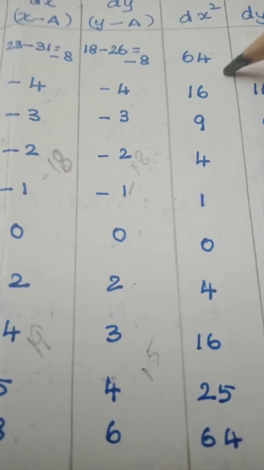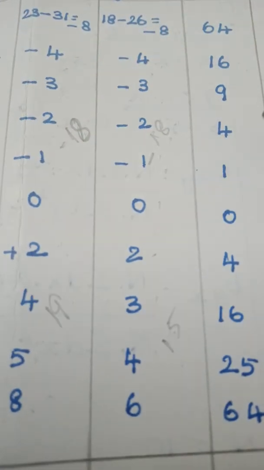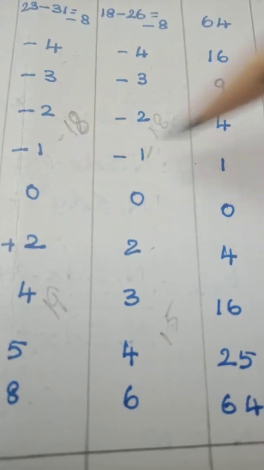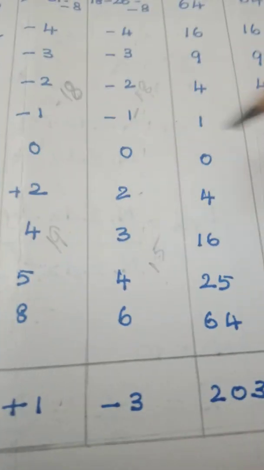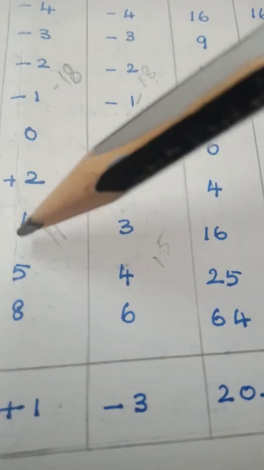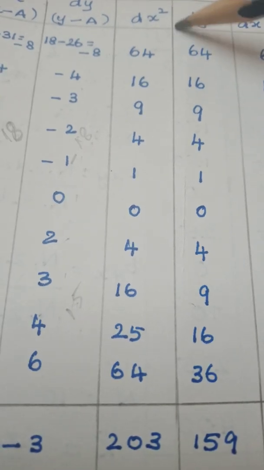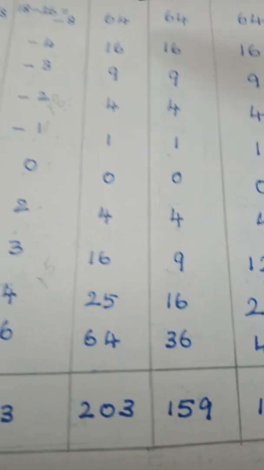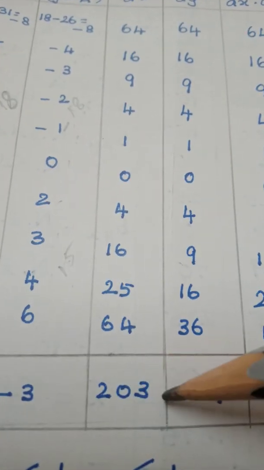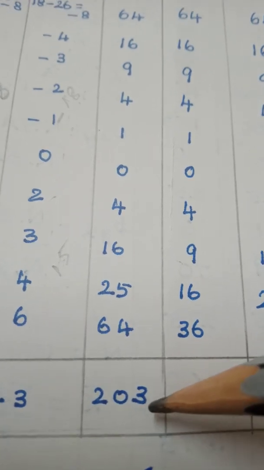Minus 8 into minus 8 is plus 64, minus 4 into minus 4 is 16, minus 3 into minus 3 is 9, minus 2 into minus 2 is 4, minus 1 into minus 1 is 1, 0, 2 2s are 4, 4 4s are 16, 5 5s are 25, 8 8s are 64. That's all. Now here when you observe dx square values, everything will be positive values only. Now add everything, you'll get the value 203. You can use a calculator.